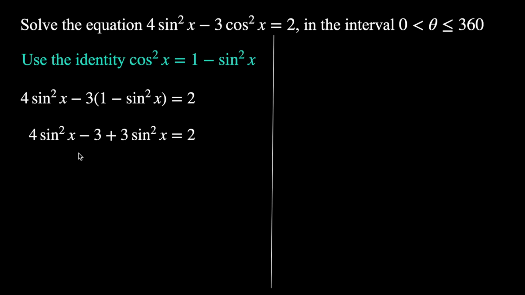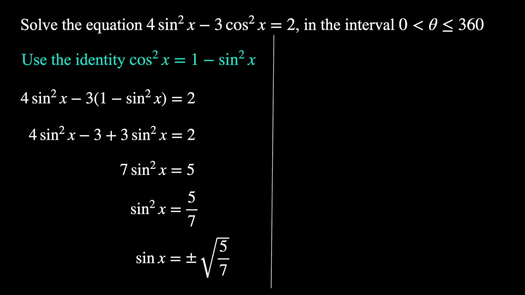Then 4 sine squared x plus 3 sine squared x is 7 sine squared x, and I can also add that -3 to the right hand side, so I get 7 sine squared x equals 5, then divide by 7. Sine squared x equals 5 on 7, then take the square root of both sides and I get sine x equals plus or minus the square root of 5 on 7.